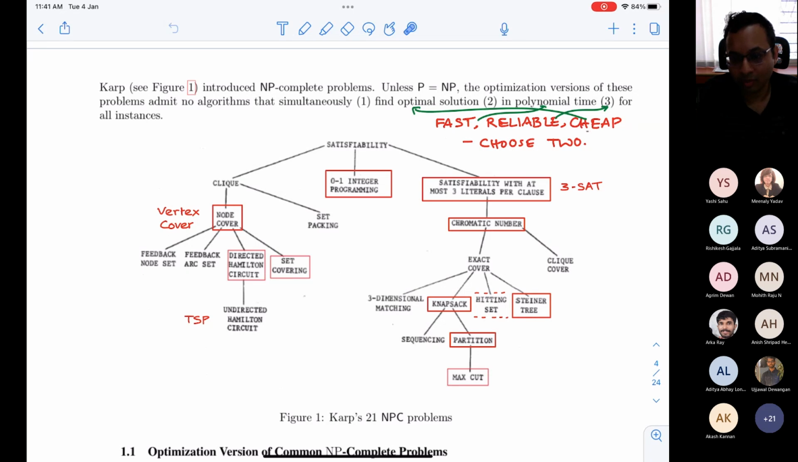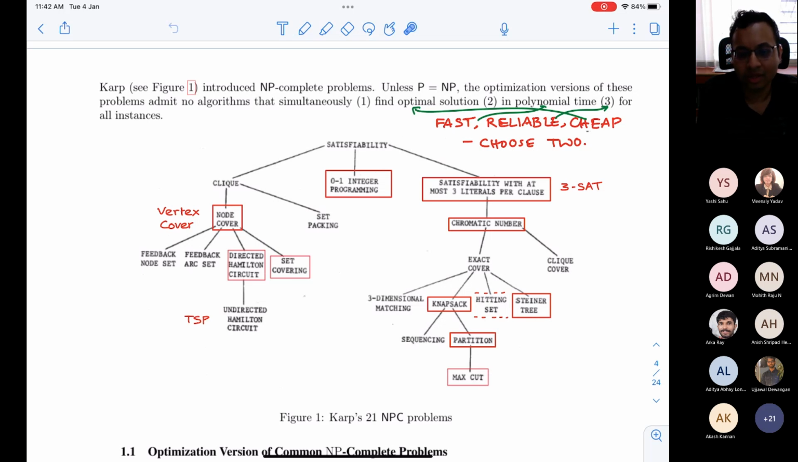Either you find the optimal solution, but then it will take too much time, or you can settle for a near optimal solution in polynomial time for all instances, or you can find the optimal solution in polynomial time, but not for all instances. You cannot have all three together. And these 21 problems are frequently observed in many practical situations. For example, SAT is one problem, 3-SAT, then integer programming, vertex cover, traveling salesman problem, partition, max cut, knapsack, Steiner tree, hitting set, and many of these problems we'll see in this course as well. All these problems are NP-complete, in the decision version of the problem.